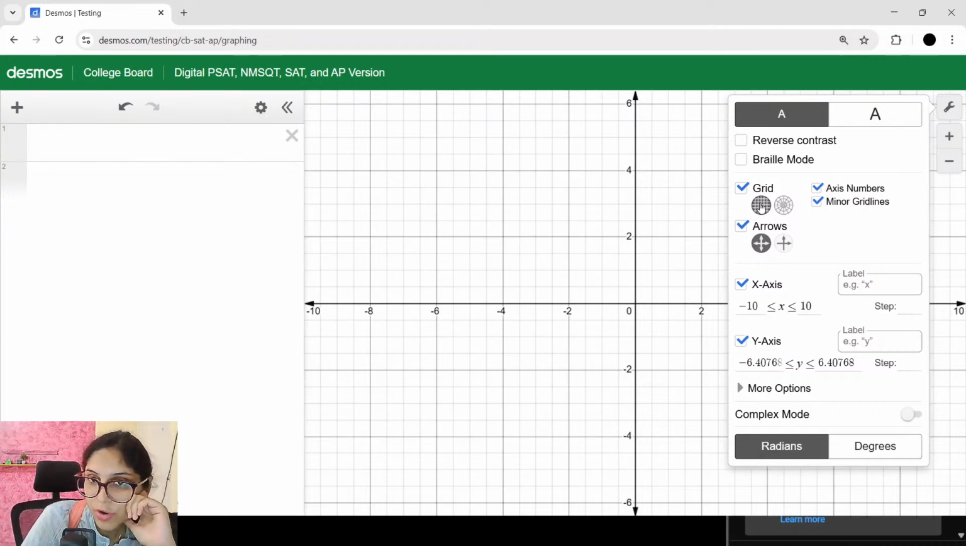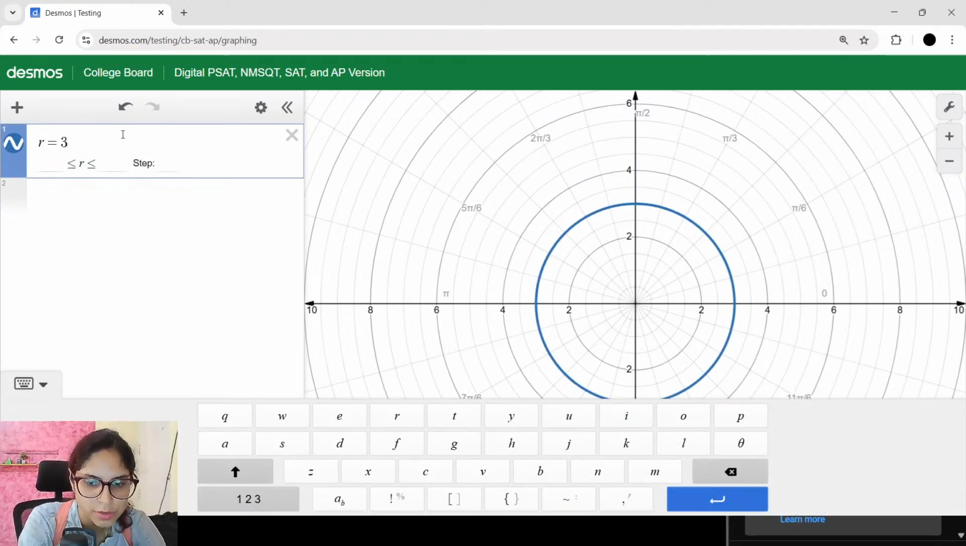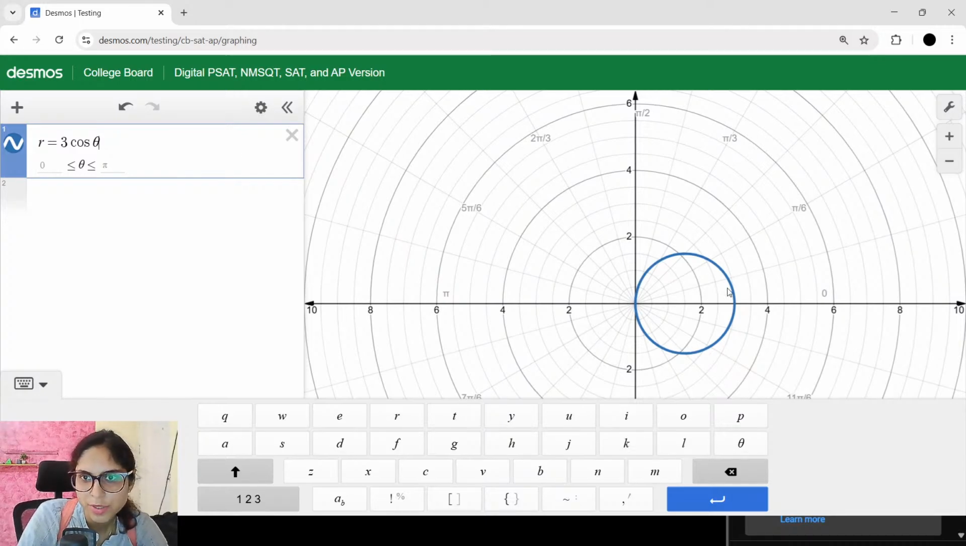Now this is your rectangular coordinate system. This is very useful for AP pre-calc and calculus students. This is not for SAT. This is your polar coordinate. So for example, your equation is r is equal to 3 cosine theta. You can see this is the graph. All right. And also sometimes the question is from 0 to 1. It's just this portion. All right. So you can also see the portions. And if you write 0 to pi, it's the entire circle. 2 pi is also the entire circle. All right. So pi over 2 is your half circle.